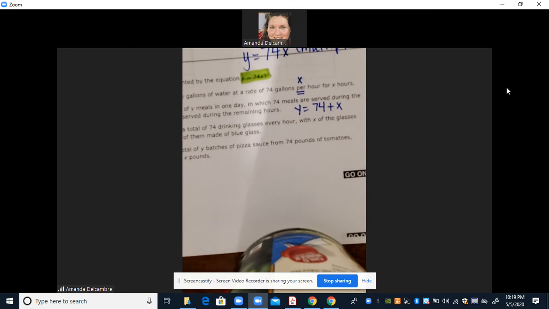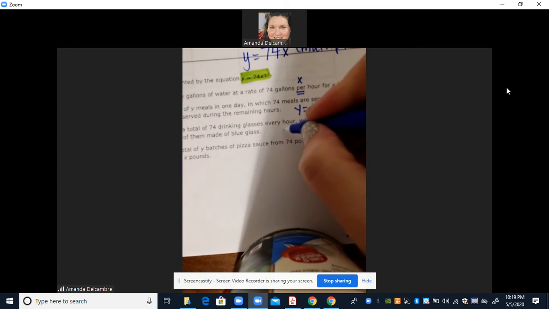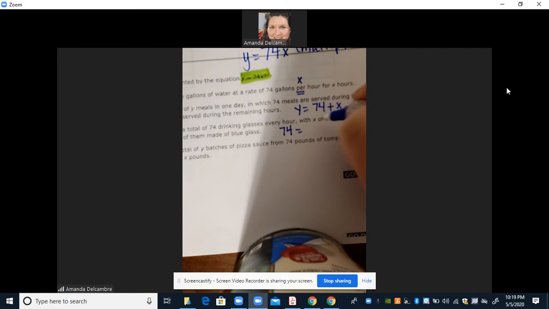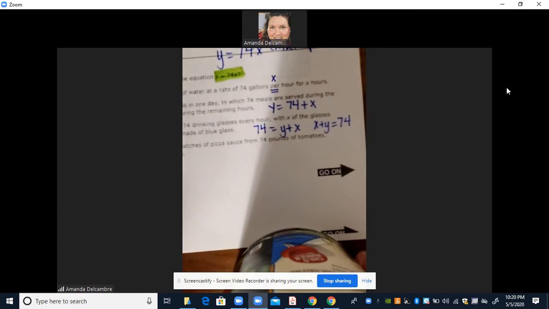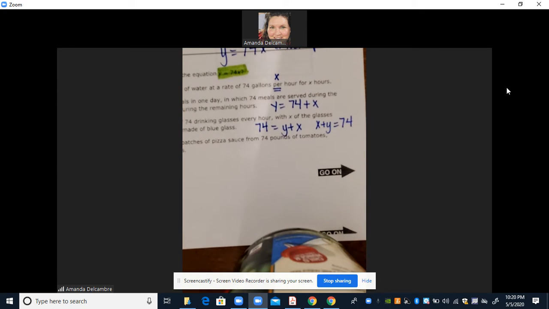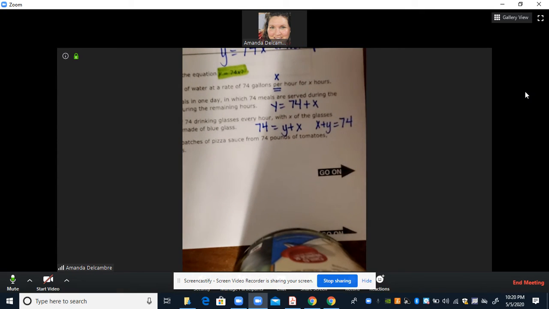No, letter C, a company manufactured a total of 74 drinking glasses. So your total is 74 with X glasses made with clear and Y made with blue glass. So that would kind of look like this. 74 is equal to Y plus X, or you could say X plus Y is equal to 74. Does that look like what was talked about in the first question right here? Is that a multiplicative rule?